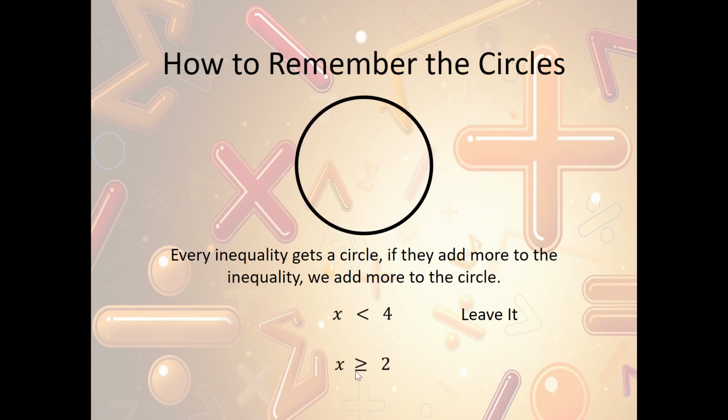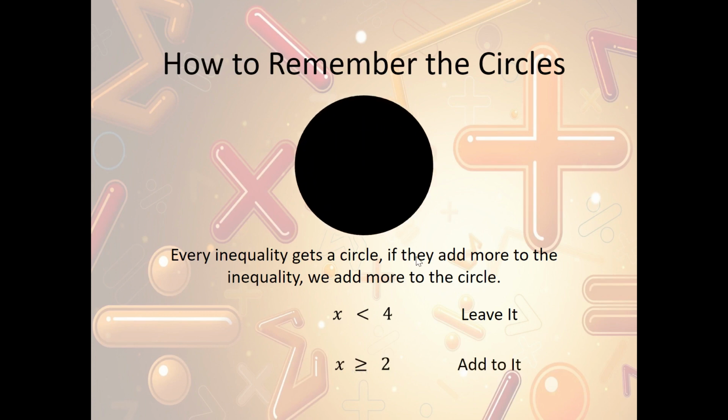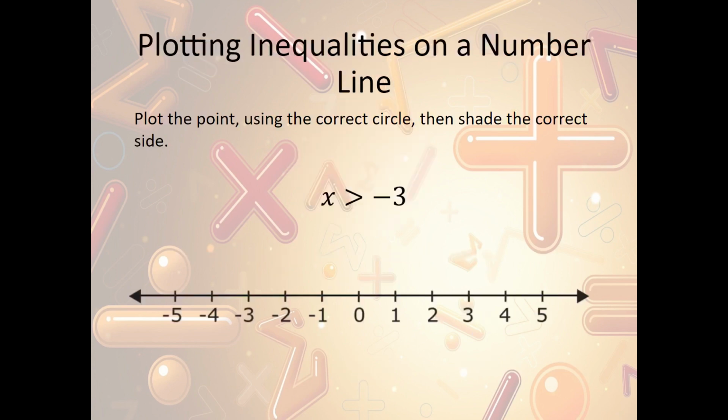If they add the bar underneath, so if they add something extra, we add to it as well and shade the circle in. So now we know that if there's no bar, we leave it as an open circle. If there is a bar, if they add something extra, we add something extra also and fill it in. So let's look at how we plot these inequalities on a number line.